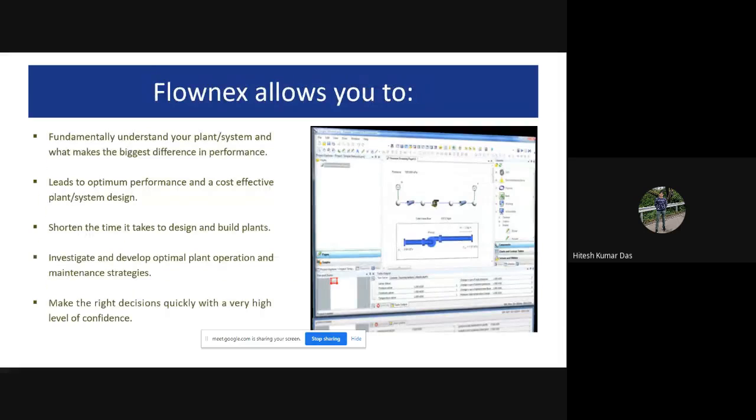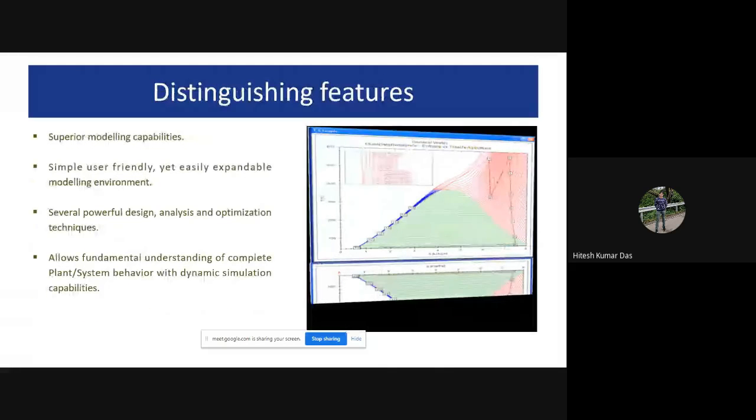Next. Some distinguishing features. It has superior modeling capability. You can see we can solve many networks such as gas, steam, and combined cycle power plant, high temperature gas cooled nuclear power plant, gas and compressed air networks, oil and gas distribution networks, aircraft air conditioning, heat exchanger networks, water and fuel distribution networks, ventilation systems.